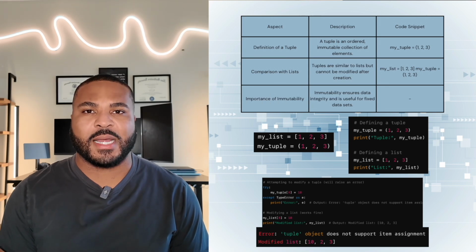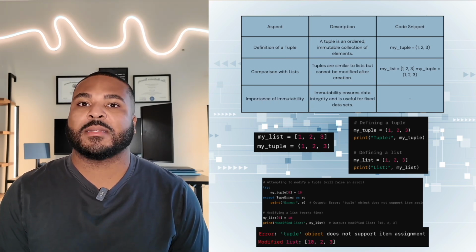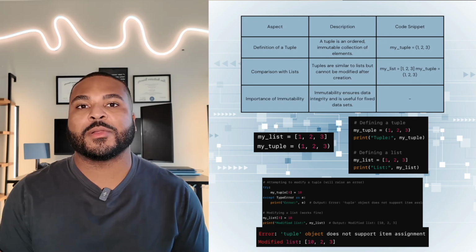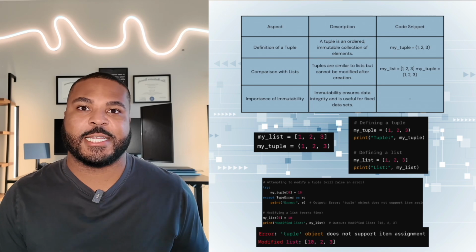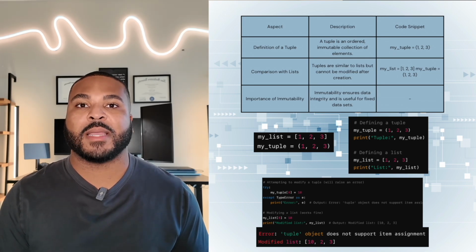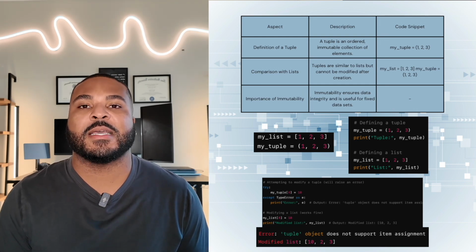Immutability is an important concept in data science and programming. When data is immutable, it cannot be changed, which helps ensure data integrity. This is particularly useful for fixed data sets that should not be altered during program execution. Using tuples can prevent accidental modification and maintain the consistency of data.